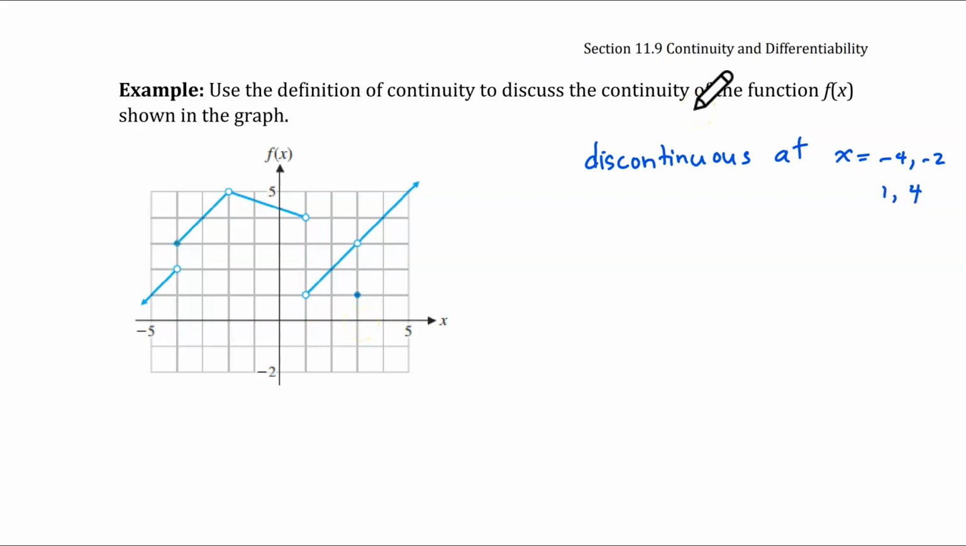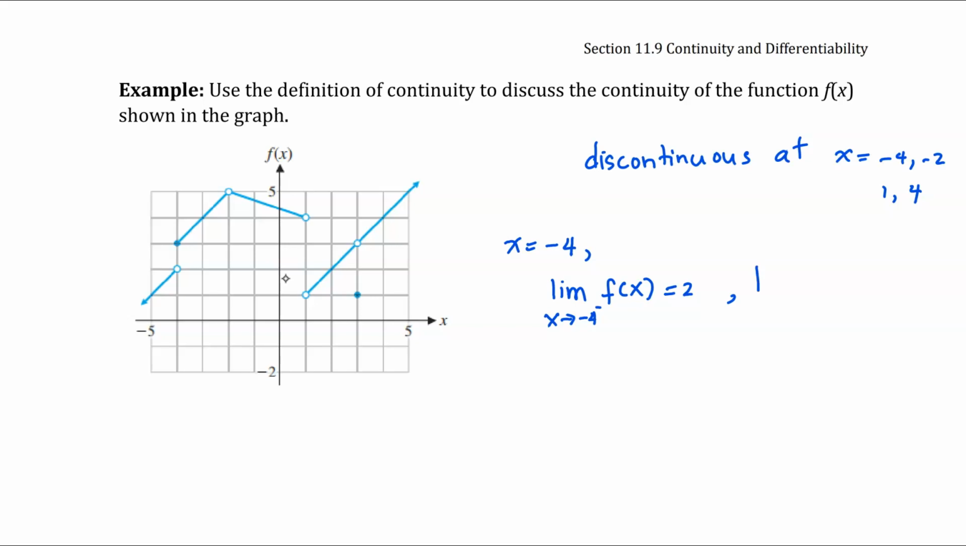Now, using the definition of continuity, let's identify which condition was not satisfied at each value of x. So at x equals negative 4, the condition that was not satisfied there is that the limit of the function does not exist at x equals negative 4. So if you look at the limit of the function as x approaches negative 4 from the left, so coming from the left side of negative 4, your function values approach this point here, which is equal to 2.